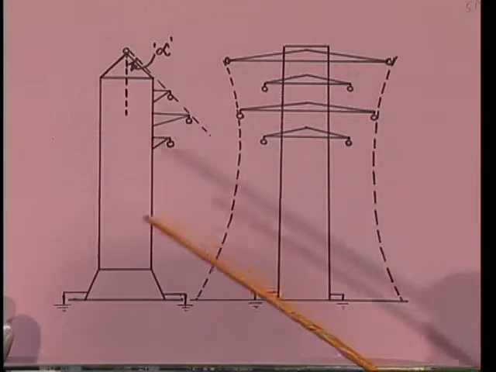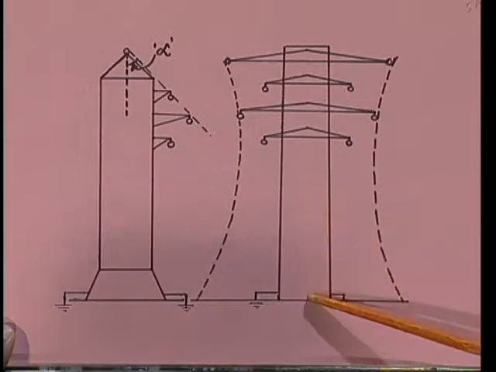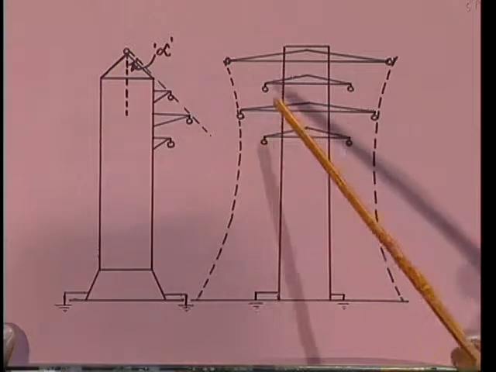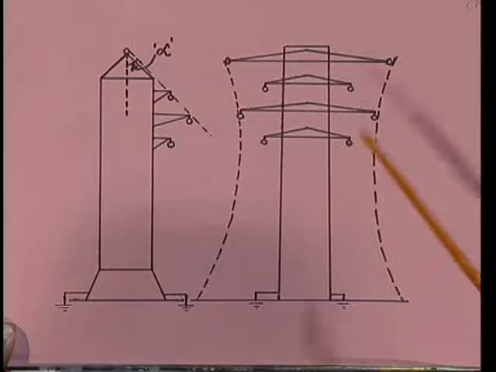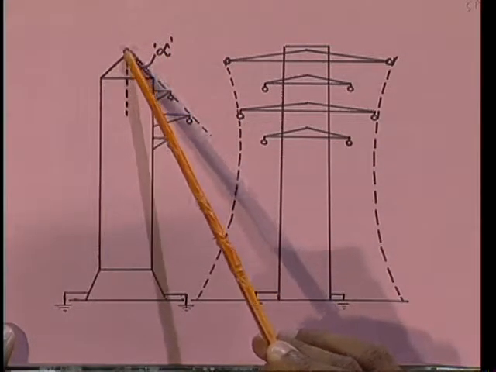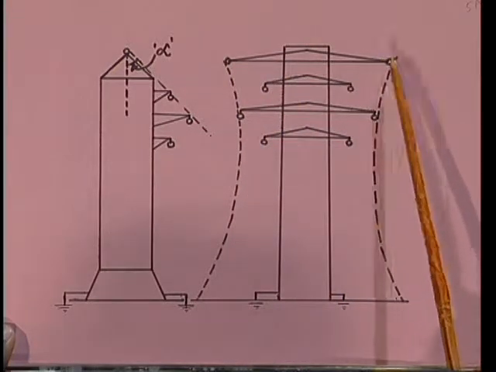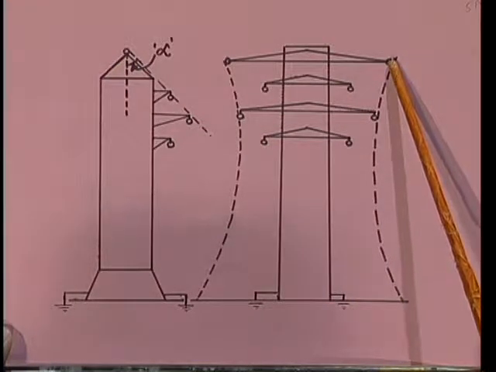And second one is earth wires or earth conductors. There are two towers: this is the single circuit tower, this is the double circuit tower. These are the three phase conductors. Here is one set of three phase conductors, here the other set, and at the top of the tower we provide earth conductors. There are two conductors here because there is a double circuit. This is one earth conductor and this is the other earth conductor.